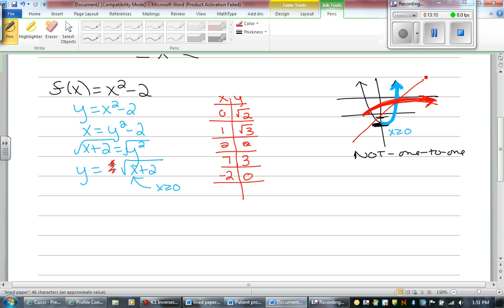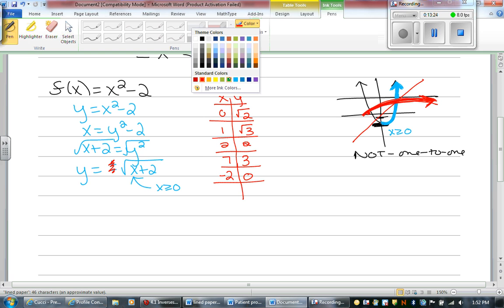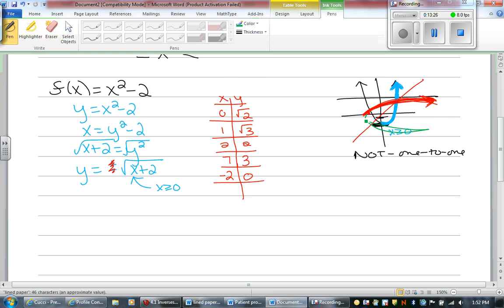So by restricting that domain, I was able to come up with an inverse that was also a function. If we were to do the complete inverse, I know this is kind of confusing, guys, we would wind up with this other half. We don't want that because then it wouldn't be a function. So we only want the top half.